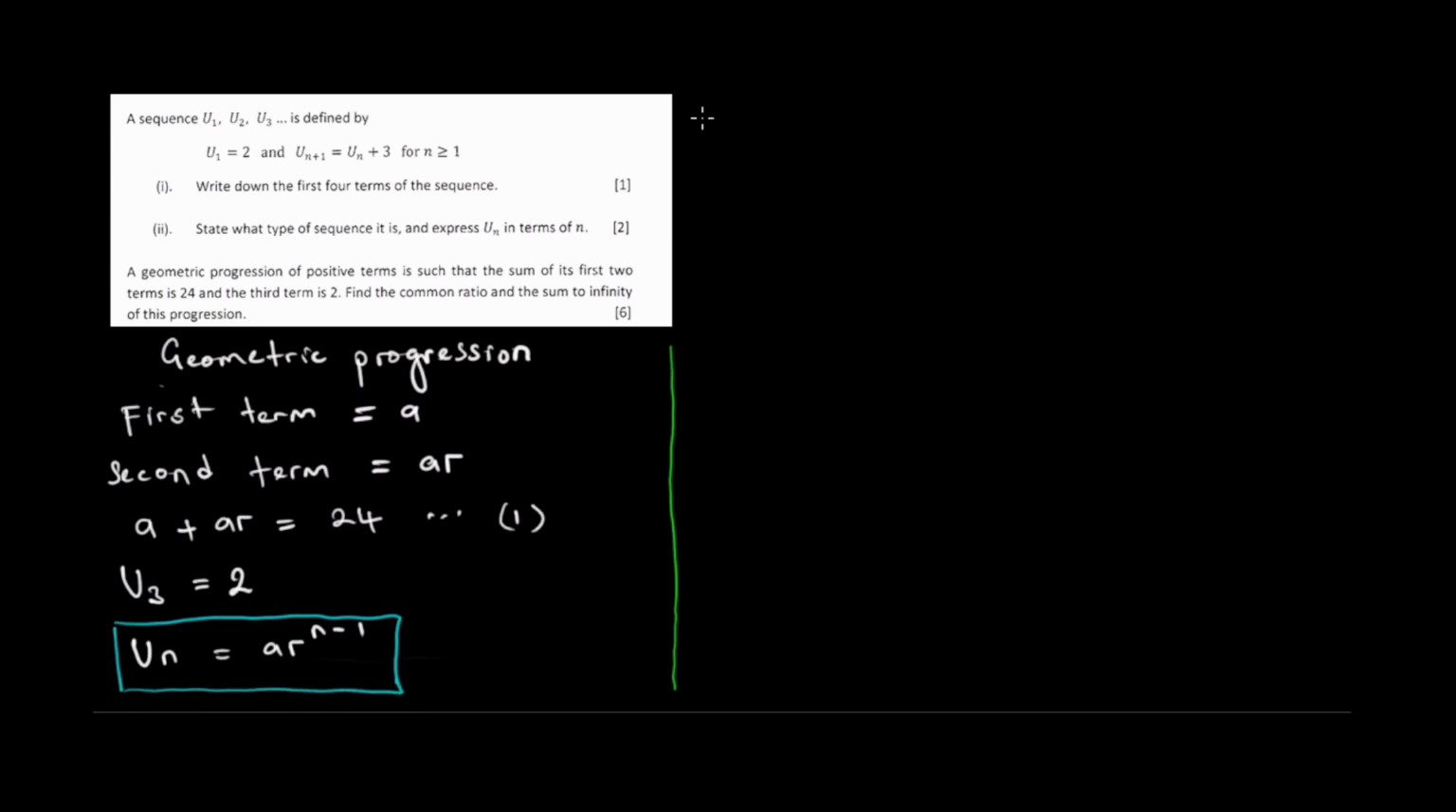Kureva kuti third term ino ishi inenge iri equal to a tikuizivera tizi and r tikuiziva zvakare. Then 3 minus 1 is equal to 2. Kureva kuti ar squared is equal to 2. That will be our equation number 2, like that. Saka takuda kushandisa equation 1 and equation 2 in a simultaneous situation kuti tiwane r, since zvanzi find the common ratio and then tozoshandisa r na a kucalculate sum to infinity.